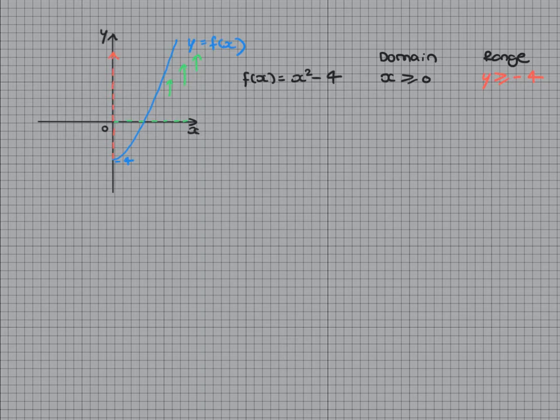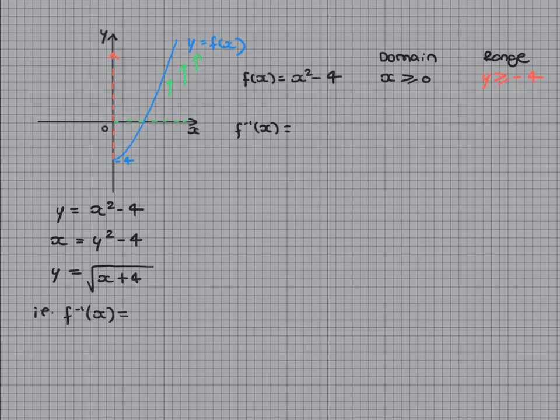So let's now find f minus 1 of x, and that's quite easy. So let's set y equal to x squared minus 4. Interchange x and y, so x equals y squared minus 4, and then this rearranges very easily to give us y equals the square root of x plus 4. And this is the inverse function. So f minus 1 of x equals the root of x plus 4.